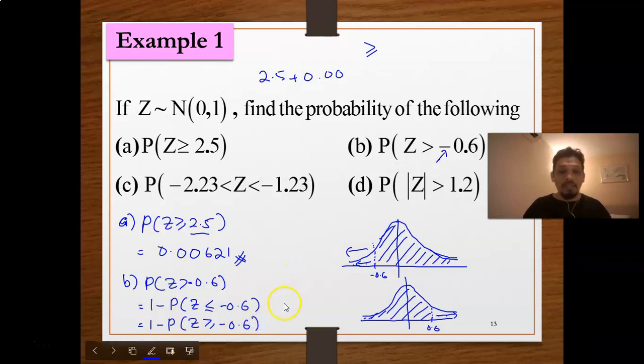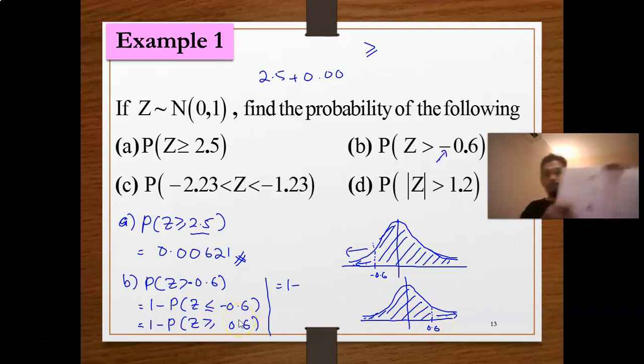Okay? So then, from here to here, 1 minus probability of negative, this one should be positive. According to the value of 0.6, from this statistical book, look at the Z to 0.6. Z to 0.6 plus with 0, 0, 0.